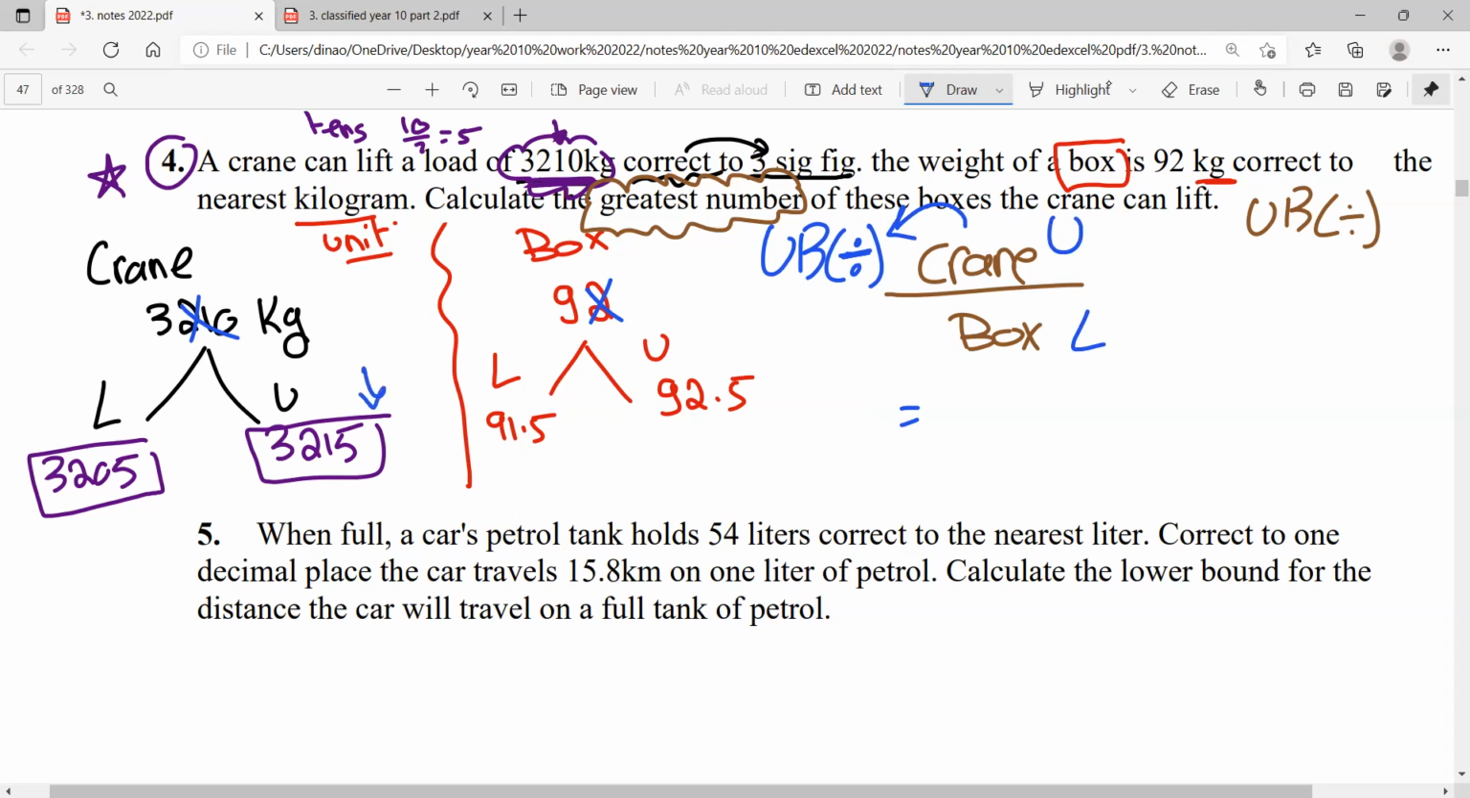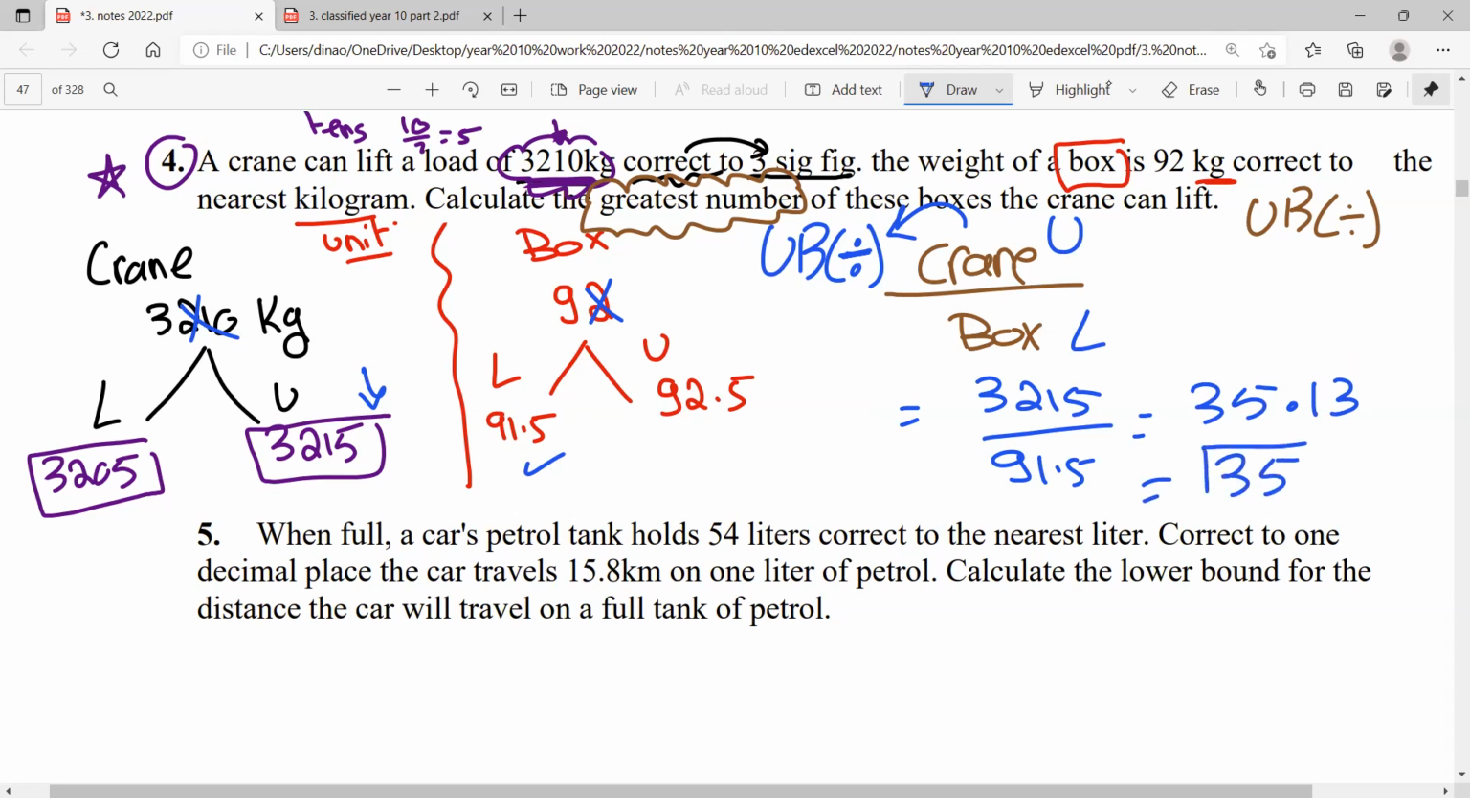So I will take the upper of the crane over the lower of the box. And let's do the math on the calculator. 3215 divided by 91.5. هتطلع لي الإجابة 35.13. طبعا since I'm required to find number of boxes فأنا I will just round فهتبقى 35. لما هشيل 35 بوكس والغطا بتاع بوكس I will carry out, the crane will carry 35 boxes.